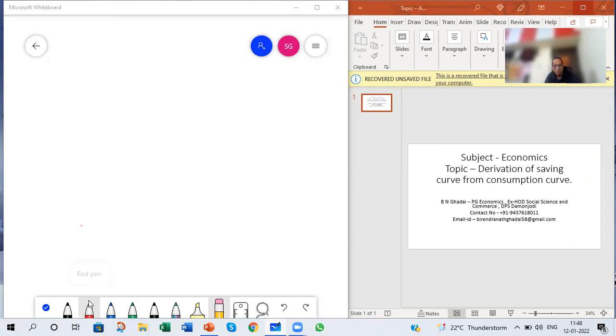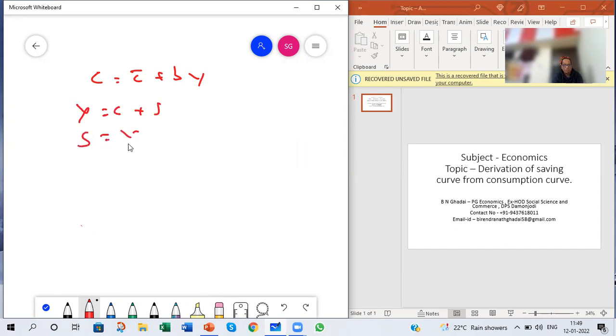As we know, the consumption function is C is equal to C bar plus bY. Here C bar is autonomous consumption, b is MPC, and Y is income. And we also know Y is equal to C plus S. So S, that is the saving function, will be Y minus C.